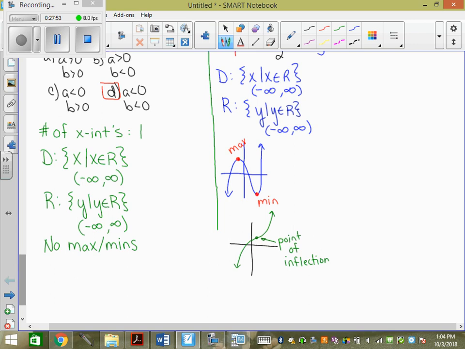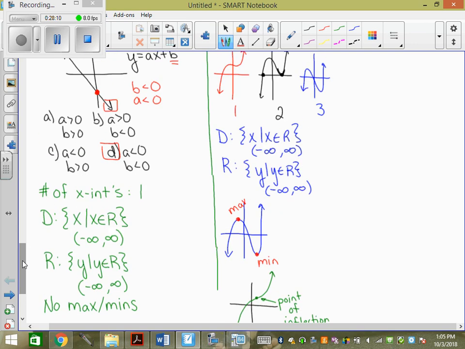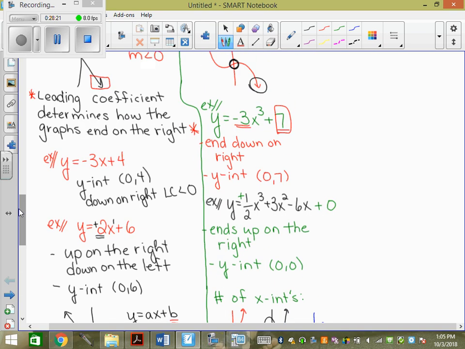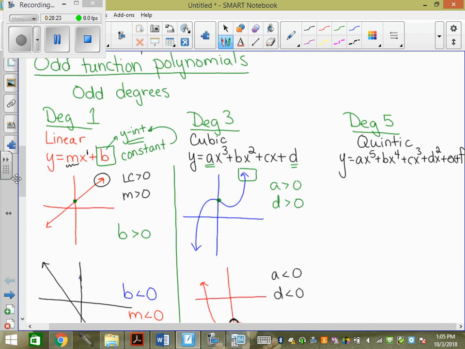What's the only thing that changes on a degree 5 graph? You can get an extra bump. You have 1 x-intercept or 2 or 3 or 4 or 5. You can't get 0. Your domain and range are still x ∈ R, y ∈ R, because your arrows are still going in opposite directions. Your leading coefficient still tells how it ends on the right, and on the left, it ends in the opposite direction. It's no different. You just get an extra bump. It literally just does this.